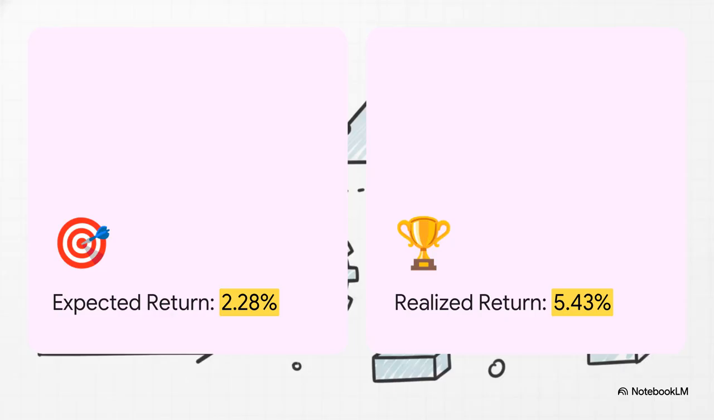Okay, let's look at the performance summary, the expected versus the realized outcomes. First up, the return. The expected return was calculated at 2.28%. The actual realized return came in at 5.43%.